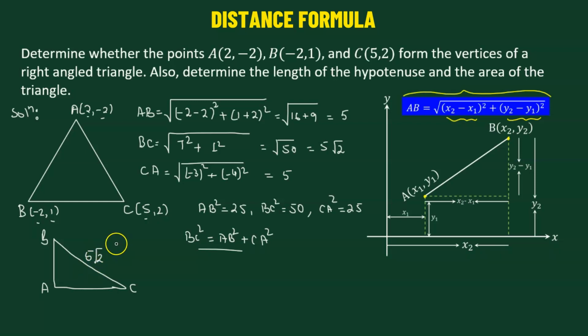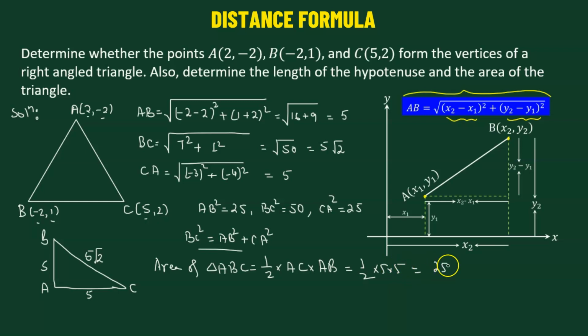Now we'll go to the area of the triangle. To find the area of the triangle, what we need is the length of the base, AC. AC we've obtained as 5 units, and the length of the altitude here will be AB. So that's 5 units as well. Therefore, the area of our triangle ABC is given by the formula half times the base AC times the altitude AB. So we have half multiplied by 5 times 5, so that's simply going to be 25 over 2 square units. So that's going to be the area of the triangle.